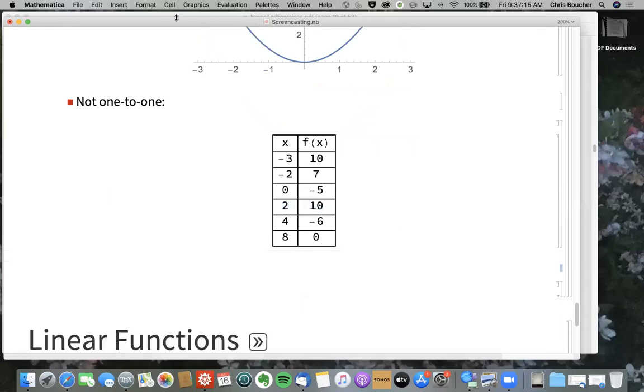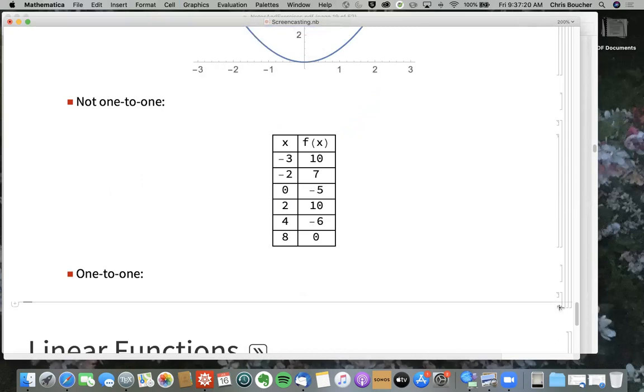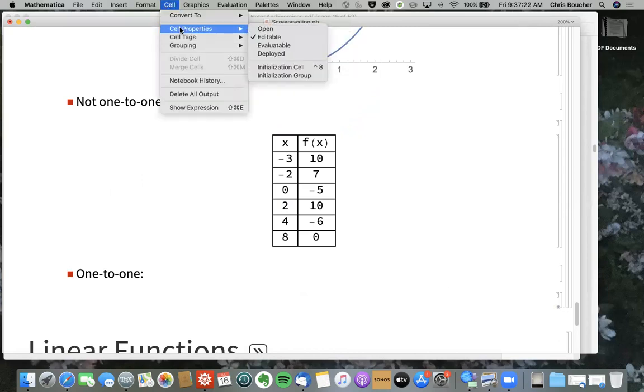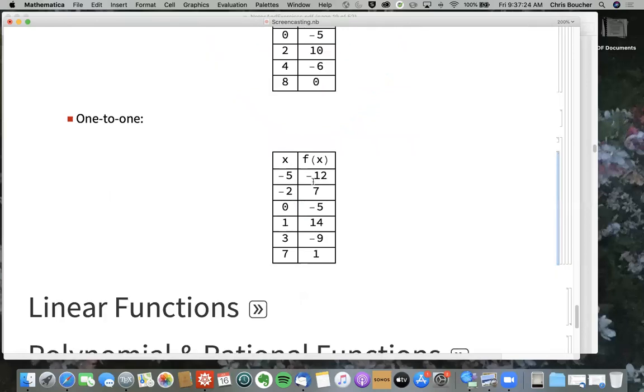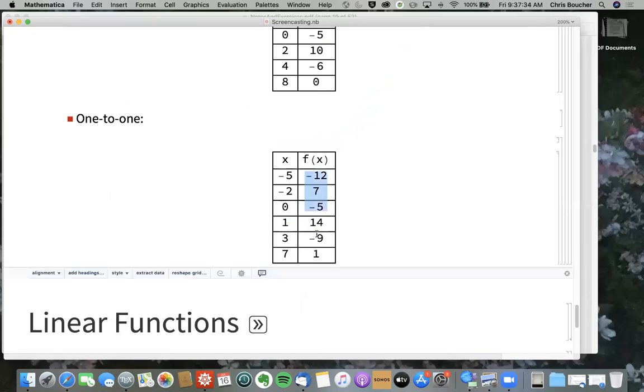On the other hand, here's an example of a function that is one-to-one, or at least is one-to-one for as much information as we have about it. We only have 6 input-output pairs for this function, but based on the information we have, this is one-to-one because I don't have any repeat outputs. I don't have multiple inputs mapped to the same output.